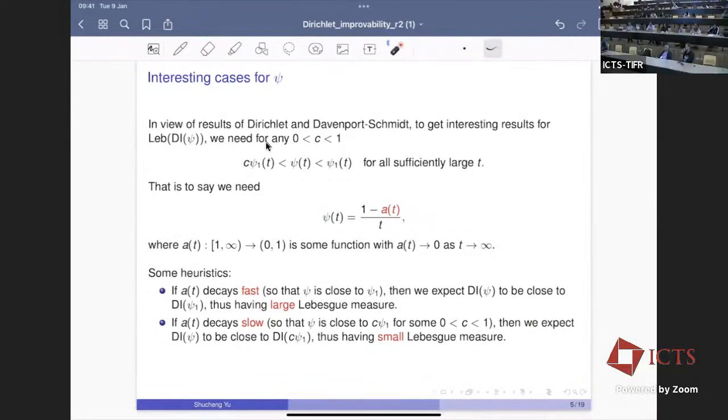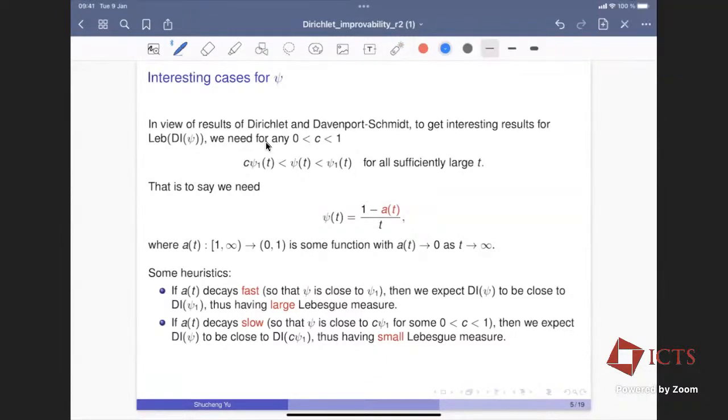Shucheng, question. I don't understand why a(t) has to go to 0. Suppose a(t) goes to some constant c along a very sparse sequence. Couldn't that still be? I forgot to say, actually, we also assume that this is decreasing.